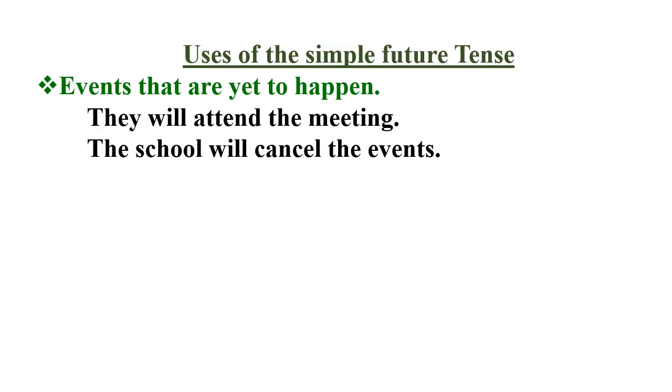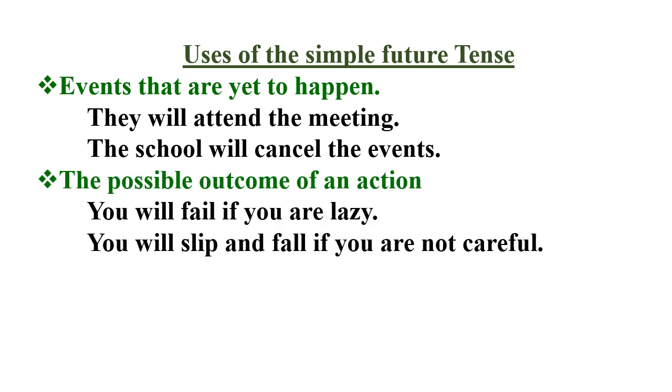Uses of simple future tense. As we discussed already, we use simple future to talk about actions that have not started yet. We use it to talk about actions that are yet to happen, that is, going to happen hereafter sometime in the future. For example, they will attend the meeting. The school will cancel the events.